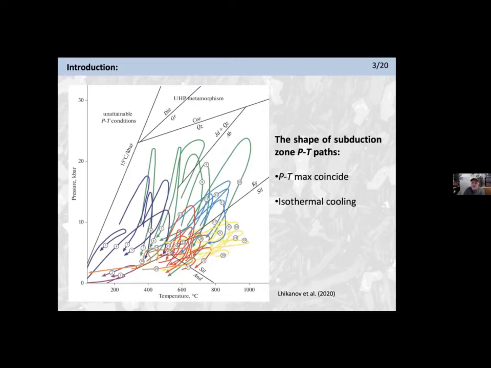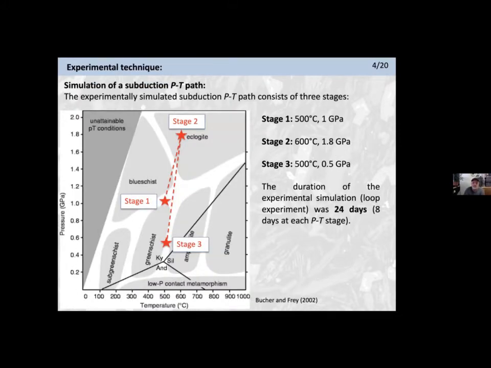When we look at subduction zone PT paths, as you've seen here in this compilation, we know that P and T max coincide, and we do mostly have an isothermal cooling path. So in our case, we tried to model this with a three-stage experiment. Stage 1 was at 500 degrees and 1 GPa. Stage 2 was at 600 degrees and 1.8 GPa. And stage 3 was at 500 degrees C and 0.5 GPa. Each of these stages was run for 8 days before we moved on to the next stage, so the total duration of the experiment was 24 days.